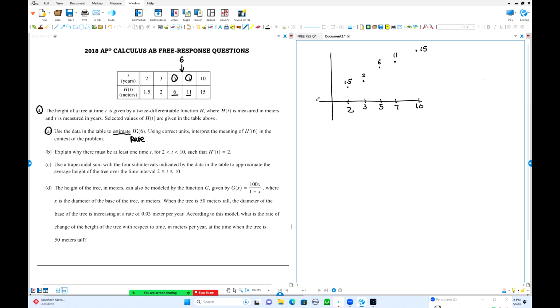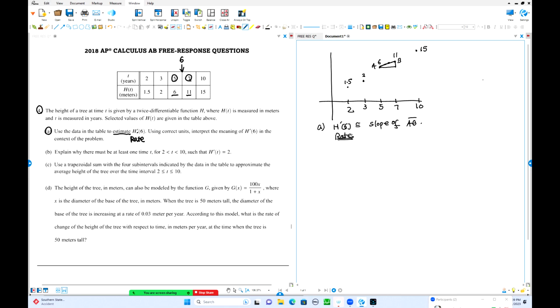So we're going to find h prime of 6. H prime of 6 is the derivative between these points, right? So we're going to use the definition. The slope of this one is actually an estimate, okay? The slope of the line AB, that is h prime of 6. This is the rate, okay?